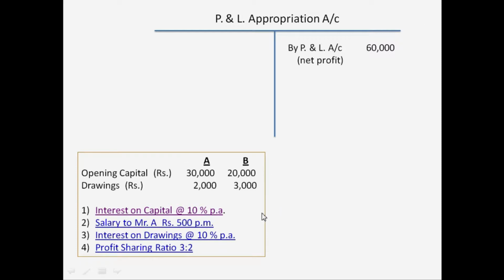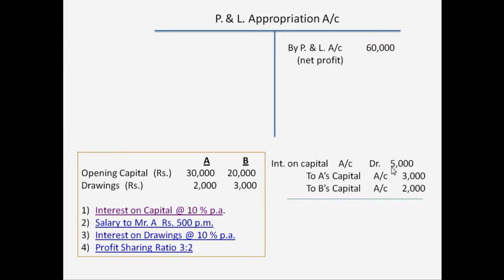So let's proceed. The first provision is regarding interest on capital. Firm will allow interest on capital at the rate of 10% per annum. So here A's capital is 30,000 and its 10% is 3,000, and B's capital is 20,000 and its 10% is 2,000. So firm will allow 3,000 to Mr. A and 2,000 to Mr. B as interest on capital. Let's see entry for this purpose.